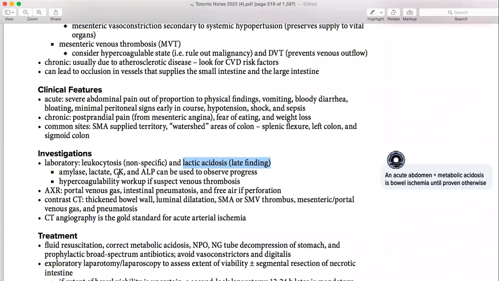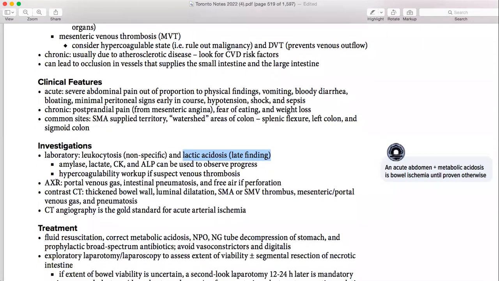So you need to know lactate, CK, LDH. You have to observe the progress, hypercoagulability. What you are going to do is X-ray. Obviously, you have to rule out whether any perforation happened or not. So anywhere the word perforation is used, what you are going to do is abdominal X-ray.